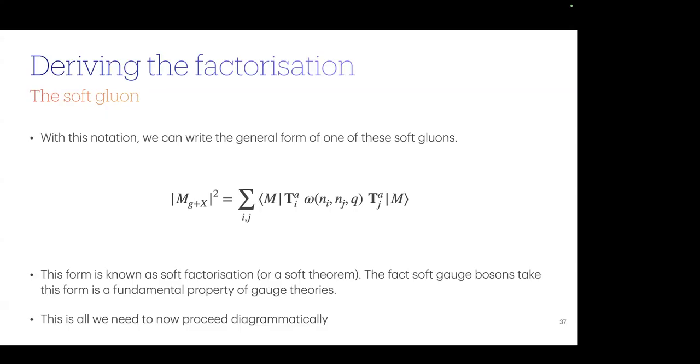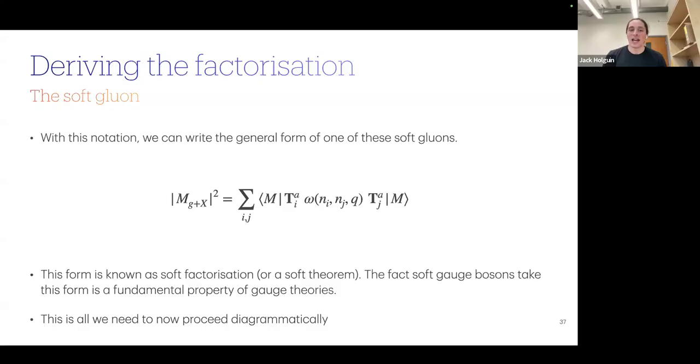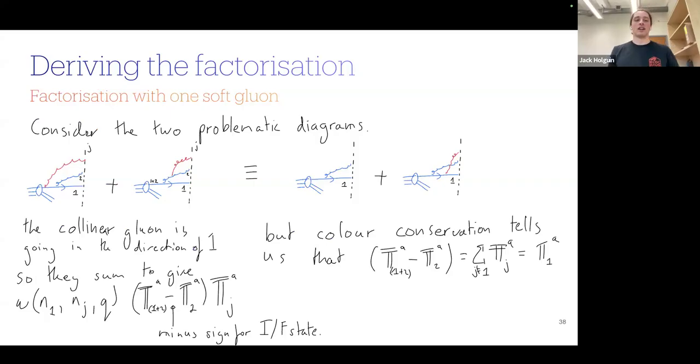Okay, thank you. But yeah, so the fact we can write an extra soft gluon attaching between 2 legs i and j in this form is what's known as the soft theorem, and it's a very fundamental part of gauge theories. But I'm not going to go into that in detail. Really, the fact we can write it in this form is all we need now to just proceed diagrammatically with showing that we can do the rewiring of the vertices that I was talking about. Okay, and so here is the argument.